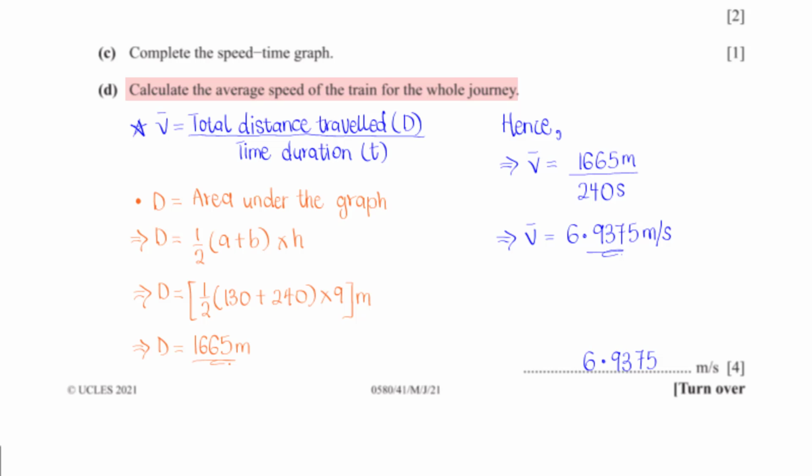Calculate the average speed of the train for the whole journey. So to find the average speed of the train, we need to calculate the total distance traveled by the train during the entire journey divided by the time duration for the entire journey. And so to find the total distance traveled, that is the same as the area under the graph.